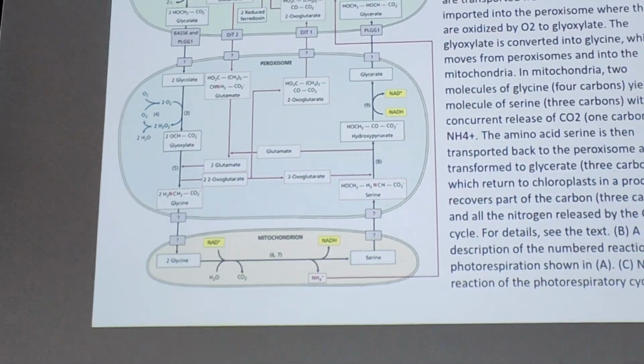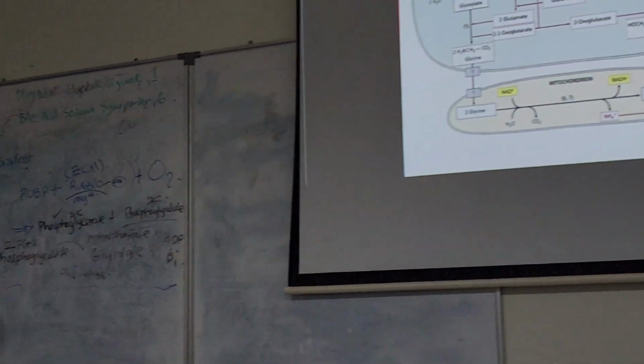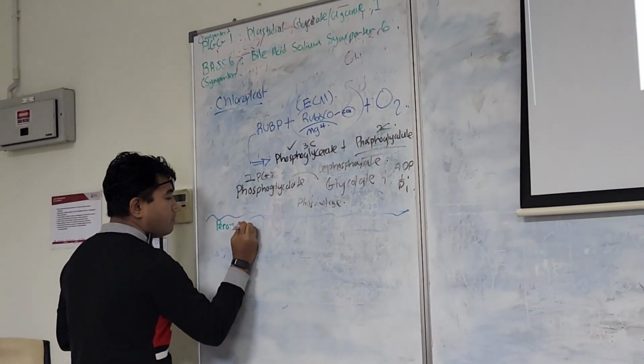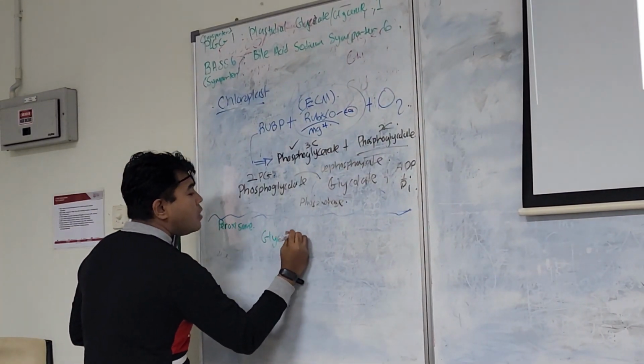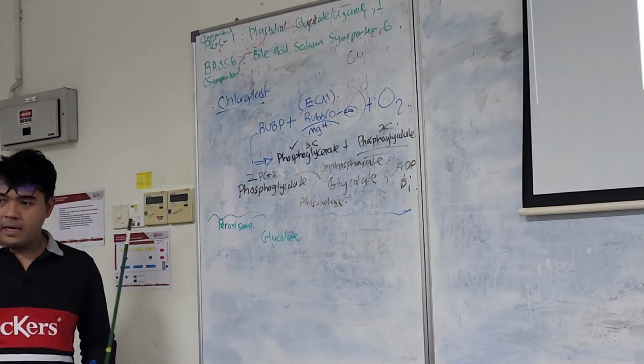So now you are in peroxisome. Peroxisome. Okay. So what happens to glycolate in peroxisome? So glycolate in peroxisome will be oxidized.